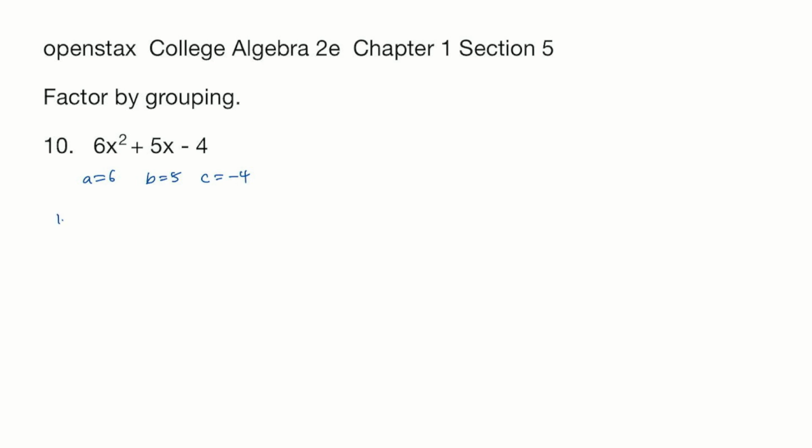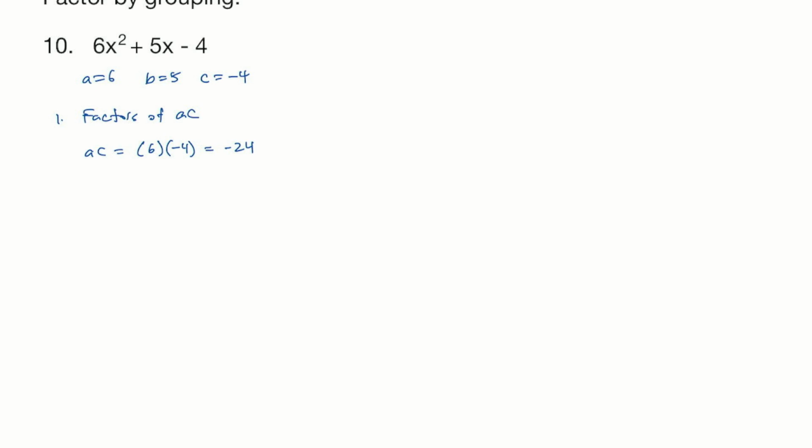All right, first we need to find the factors of A times C. A times C is 6 times minus 4, and that is minus 24. All right, P is associated with A, and Q is associated with C. So we'll put a P, and then we'll put a Q. And we always write the smallest factor first. All right, so factors we have are 1 and minus 24.